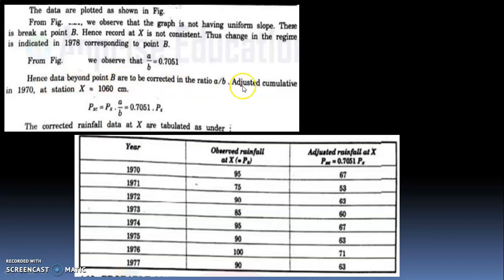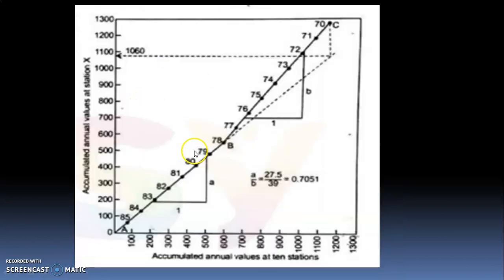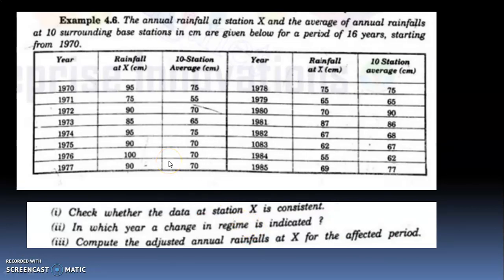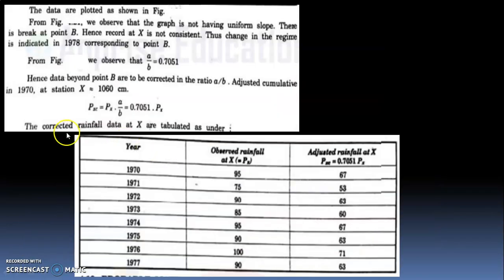Hence the data beyond point B are to be corrected in the ratio of A divided by B. So after this point, 1978, the data has to be corrected. So the adjusted cumulative in 1970: for all this data from 1970 to 78, we have to correct the value by using this formula. That is what I have given. Same thing, A divided by B, but instead I have given here the formula Sa divided by S naught into P naught. Same thing, in different textbooks they use different notations. So in this book it is given Px into A divided by B, that is 0.7051.